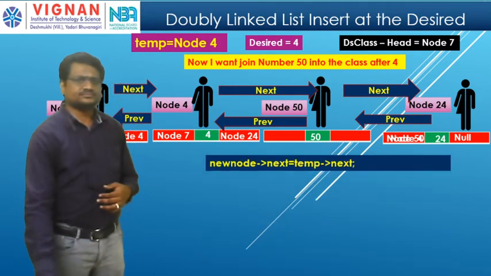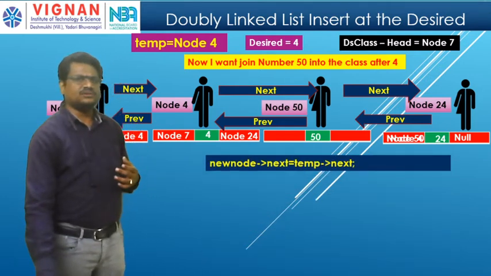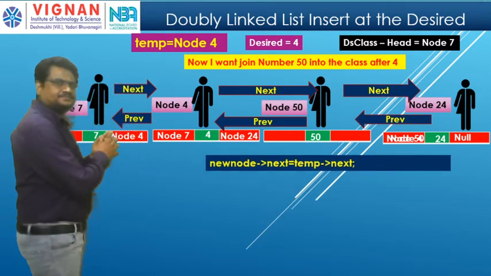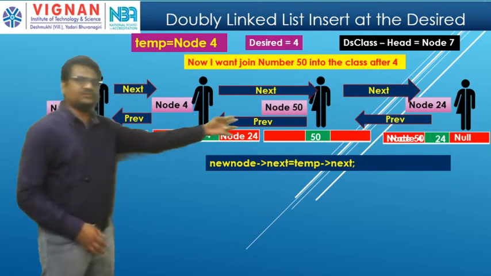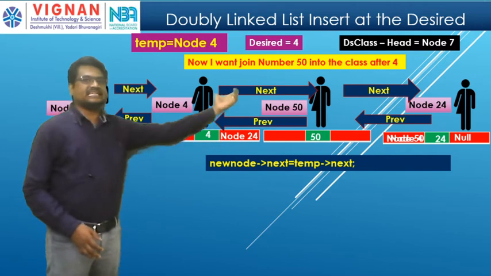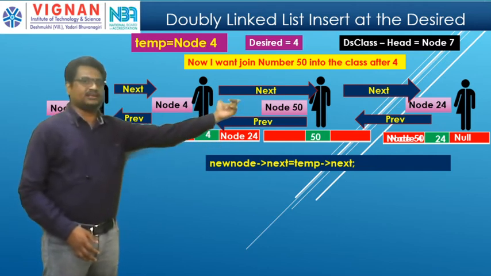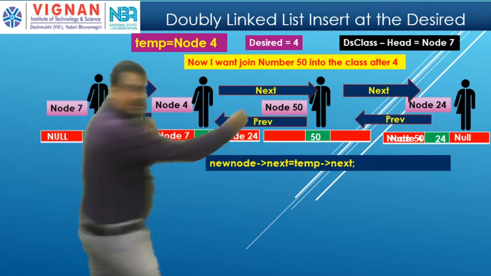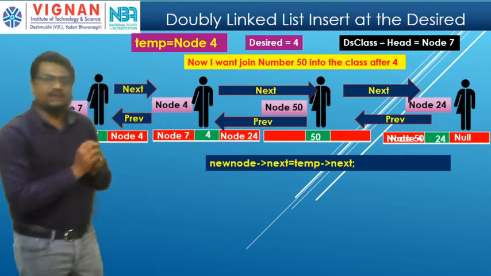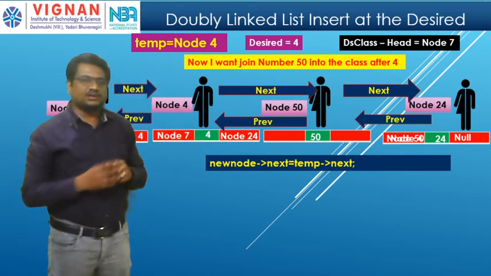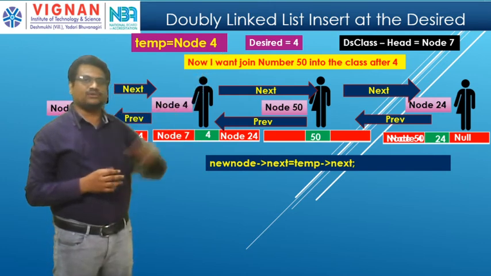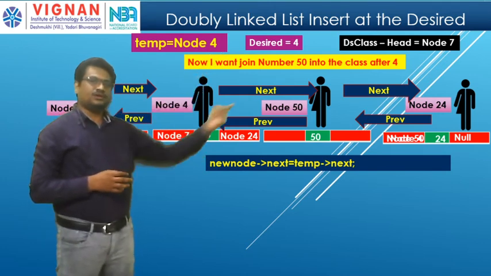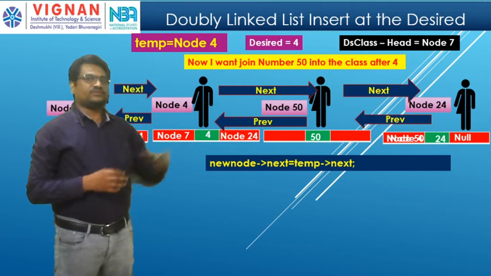Now, what do I have to do? See here. Am I right? Now, node 7, node 4, node 50. See here, I inserted node 50 here. So, between 4 and 24. Between 4 and 24. Am I right? I need to insert an element after desired node 4. So, after node 4, node 50 will come.